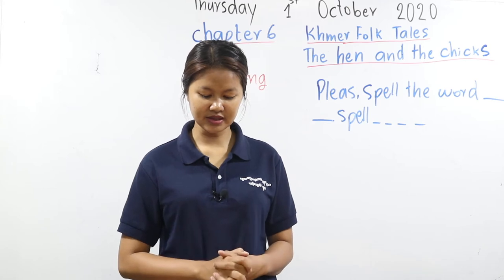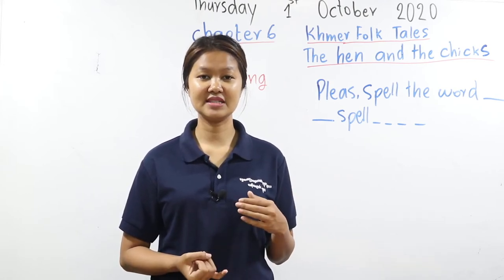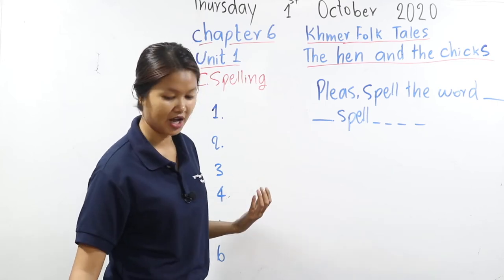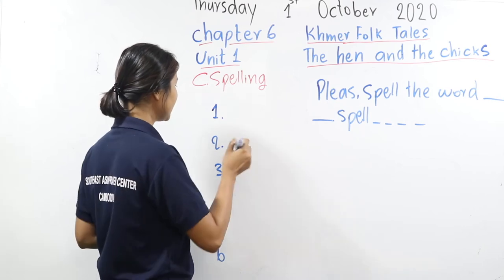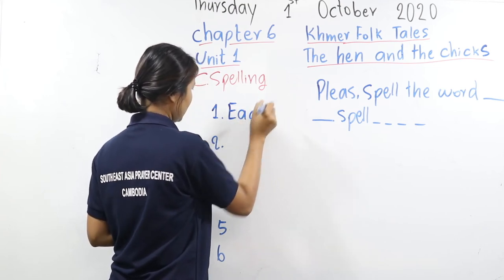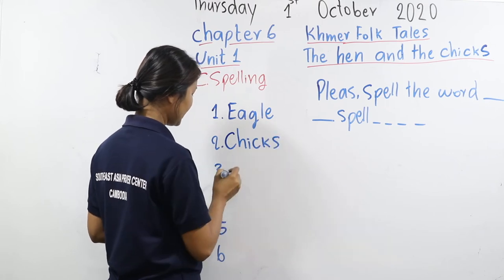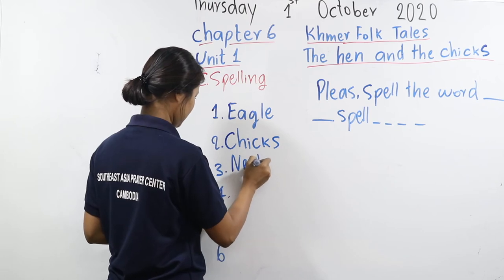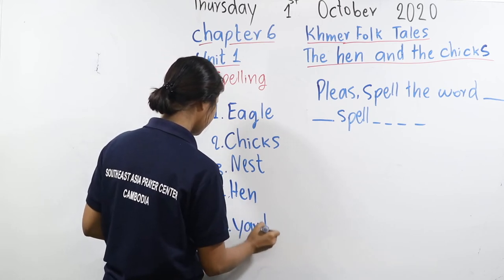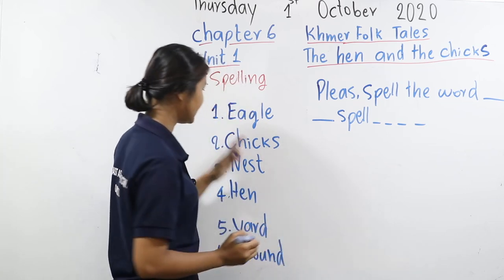All right, now I will repeat one more time. Number one, eagle. Number two, chicks. Number three, nest. Number four, hen. Number five, yard. And number six, ground. All right, now let's check together if you did it right or not. So word number one is eagle. Word number two is chicks. Word number three, nest. Word number four, hen. Number five, yard. And number six, ground. So please check if you did it right.